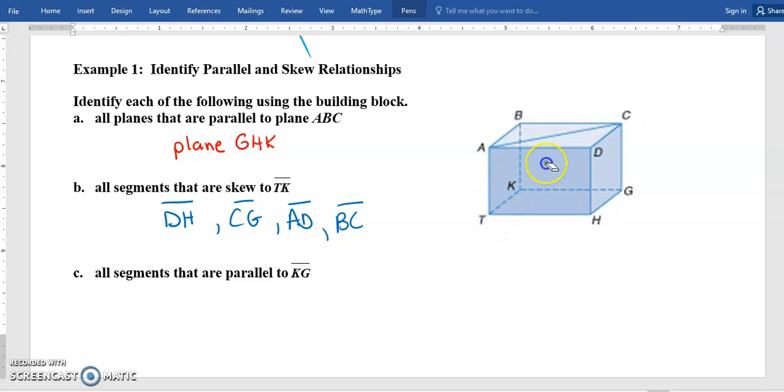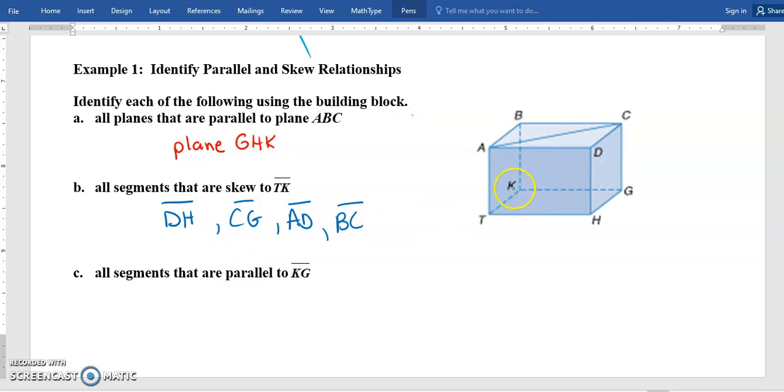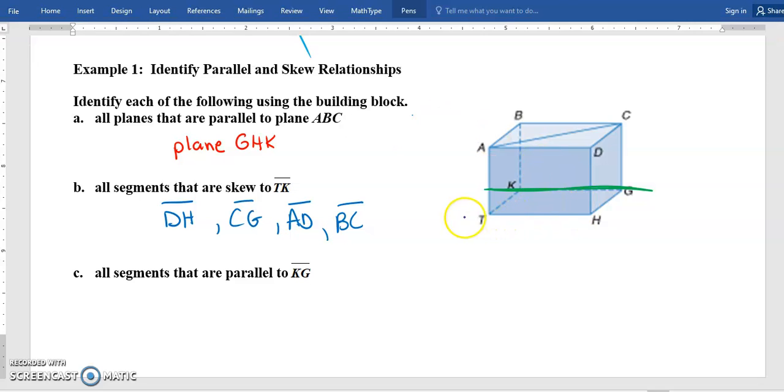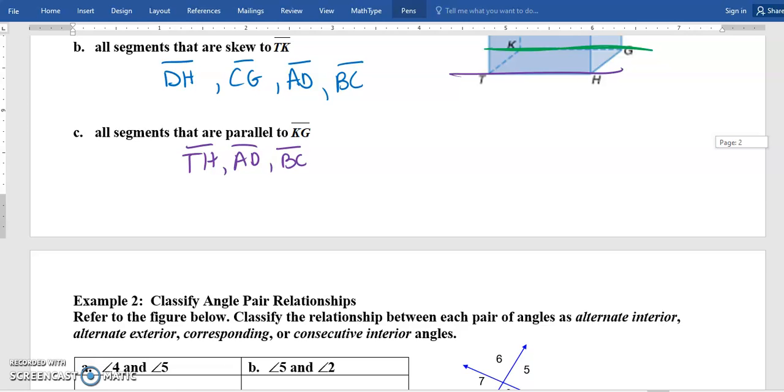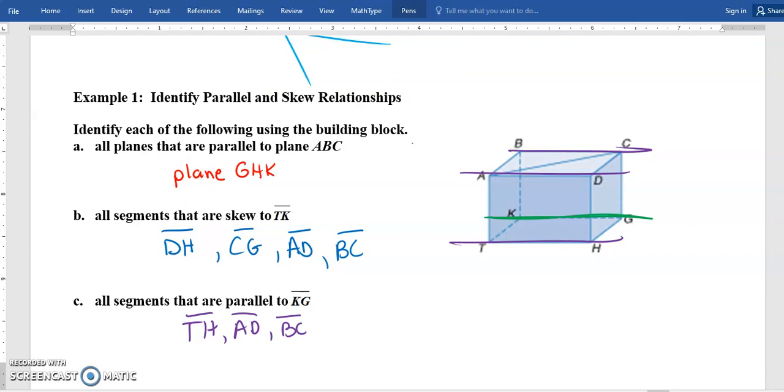Okay. Now, parallel to KG, here's KG. So parallel to KG would be, we'll go purple, all 3 of those. So TH, AD, and EC. Okay, so parallel, intersecting, and skew. I need to stop there for a minute, and I will pick it up where we left off.